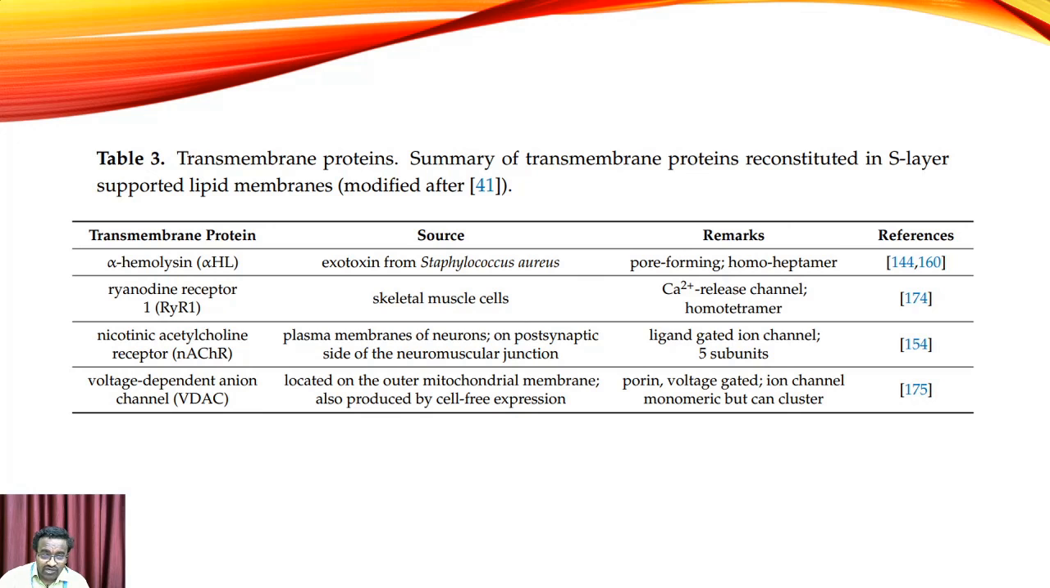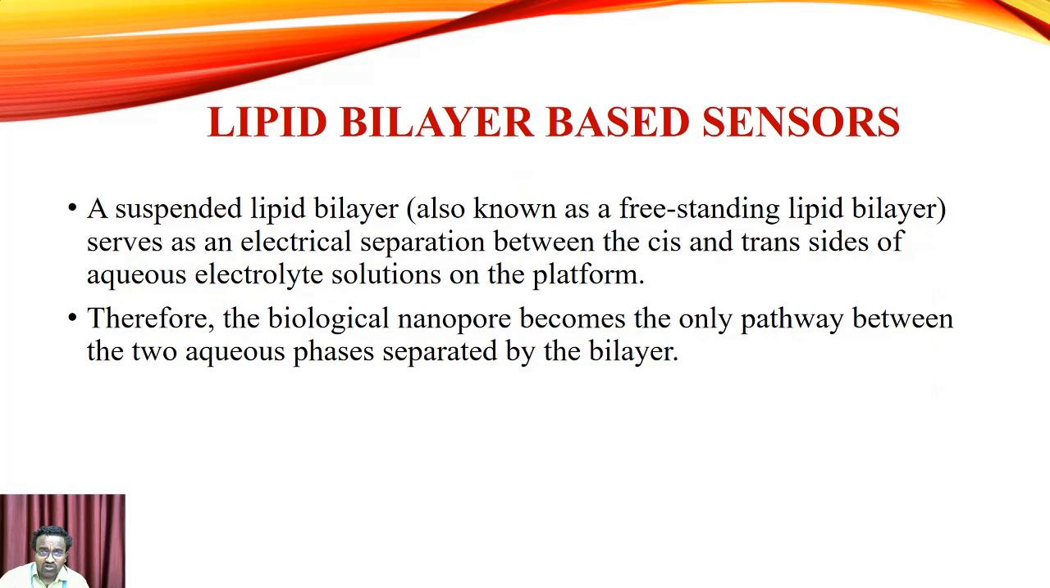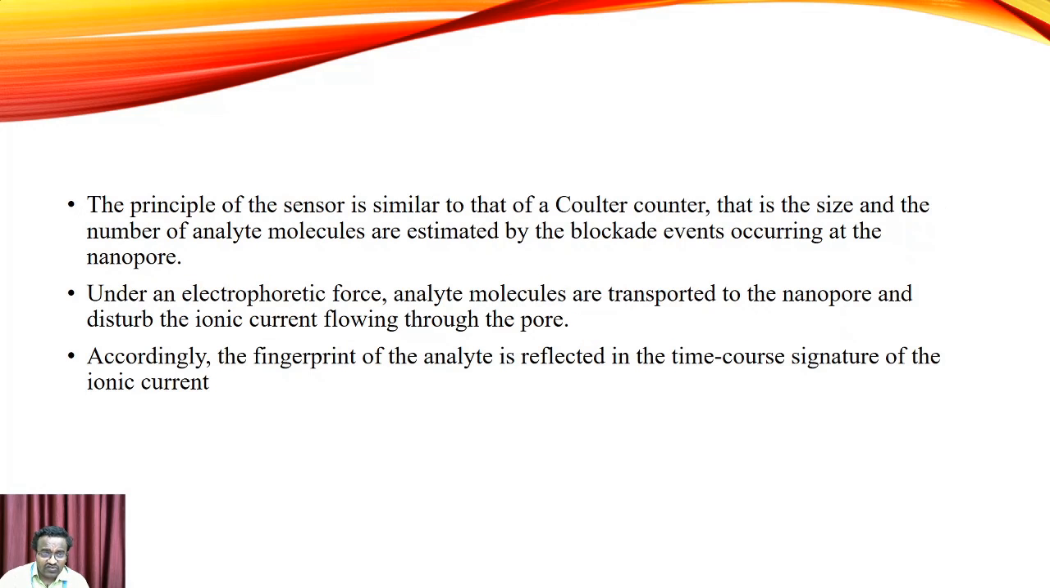Voltage dependent anion channels are located on the mitochondrial membrane and they also act as biosensors. Lipid bilayer based biosensors are another type of biosensor which works on the Coulter counter principle, which is based on the size and number of the analyte molecules which bind to the efficient targets.